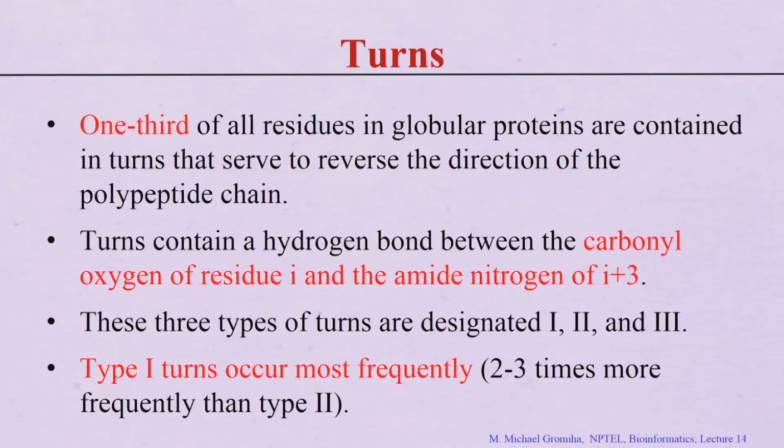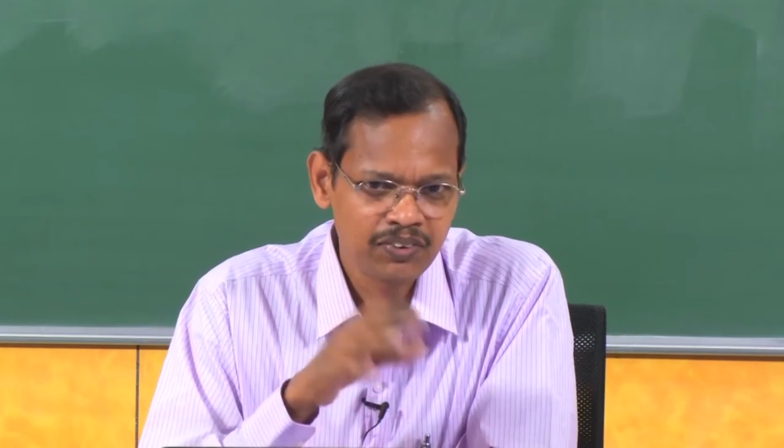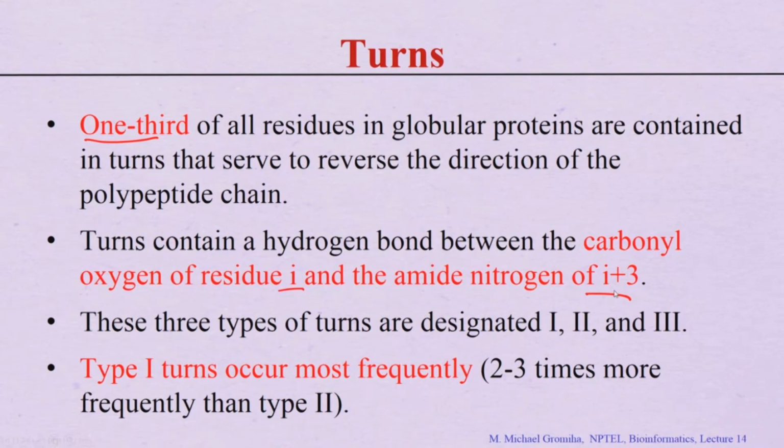Now we have other regular structures, called turns. One third of all residues in globular proteins are in turns, because turns reverse the direction of the polypeptide chain. So, how are turns formed? What is the major interaction? This is also a hydrogen bond, between the carbonyl oxygen and the amide nitrogen between i and i plus 3. Depending upon how they make the bonds, there are 3 different types of turns.